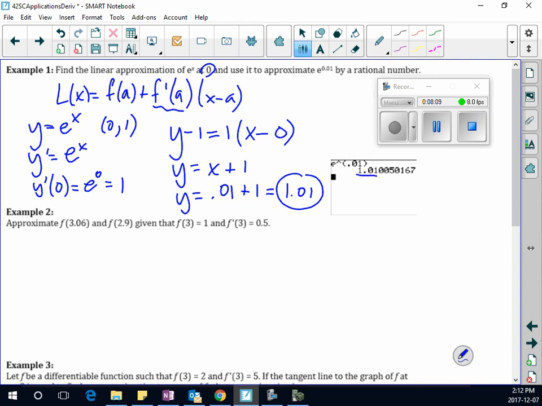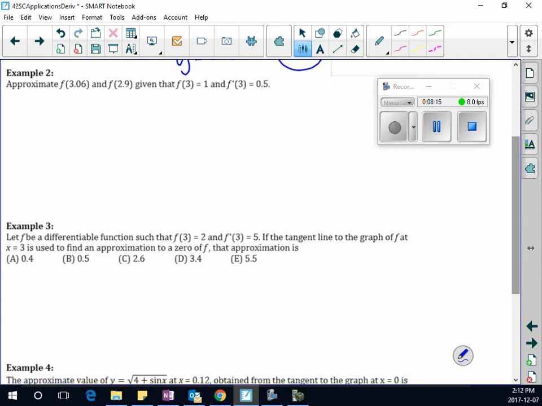Okay, approximate f of 3.06 and f of 2.9 given that f of 3 equals 1 and f prime of 3 equals 0.5. So it gives you the slope when x is 3, and this gives you the coordinate. So we should be able to come up with a tangent line, right? So what's the tangent line? y minus 1 equals 0.5 times x minus 3. Is everybody good with what we're doing here?